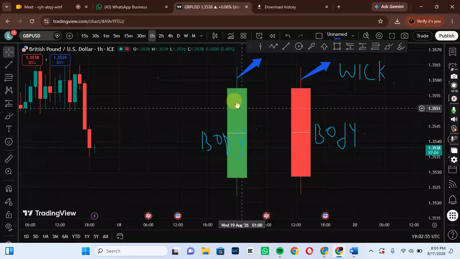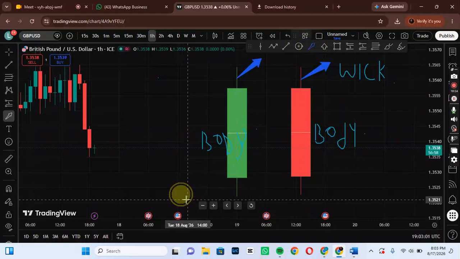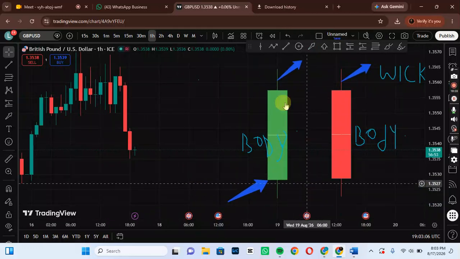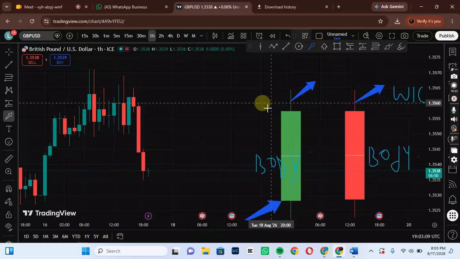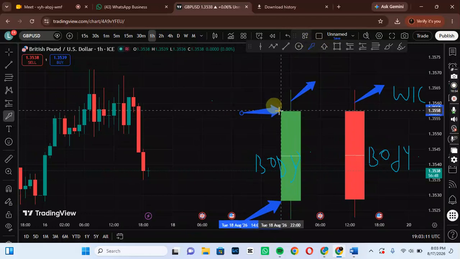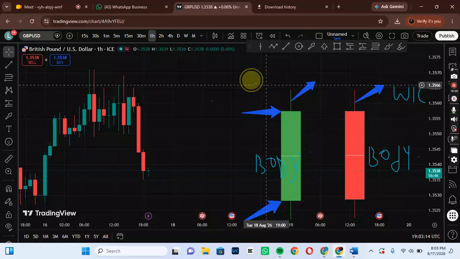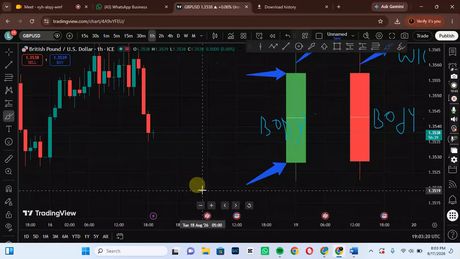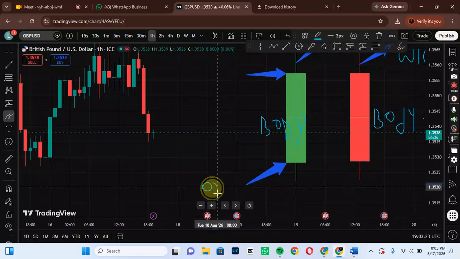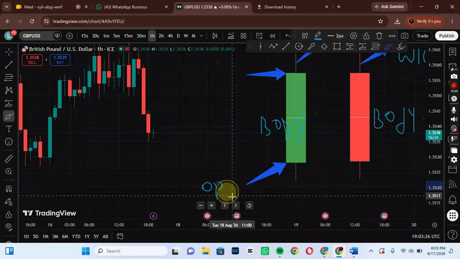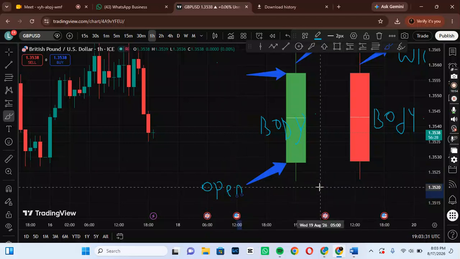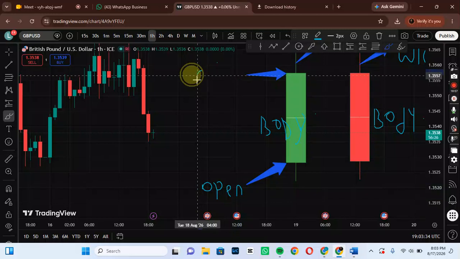Now, for the bullish candle, which is this one, it opens at this point and closes at this point. So we have here our open price, we have our open here, and we have our close here.